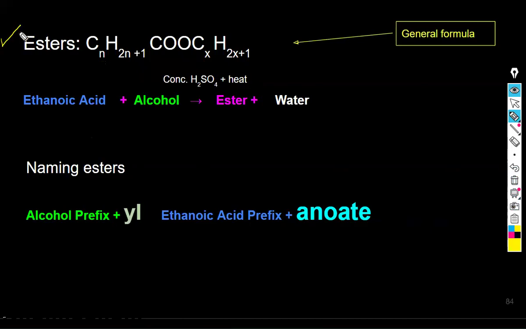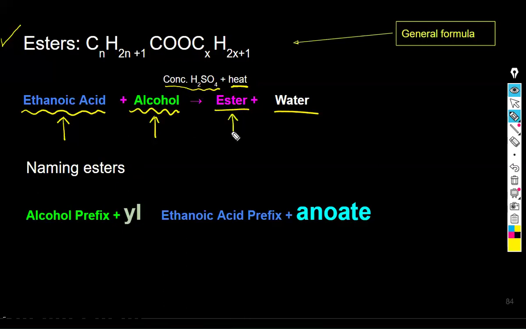This here is a general reaction to make an ester. You want to make an ester? No problem. All you need to do is take an ethanoic acid, any kind of ethanoic acid, and mix it with alcohol. But you can't just mix the two together and hope they make an ester. You also have to apply heat and concentrated sulfuric acid. Those are the conditions that push the reaction to happen. And when you do that, you get something called an ester, and you get what? Water.